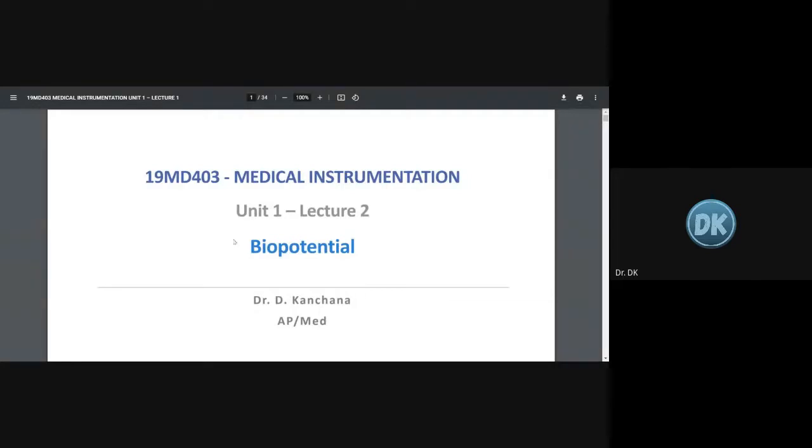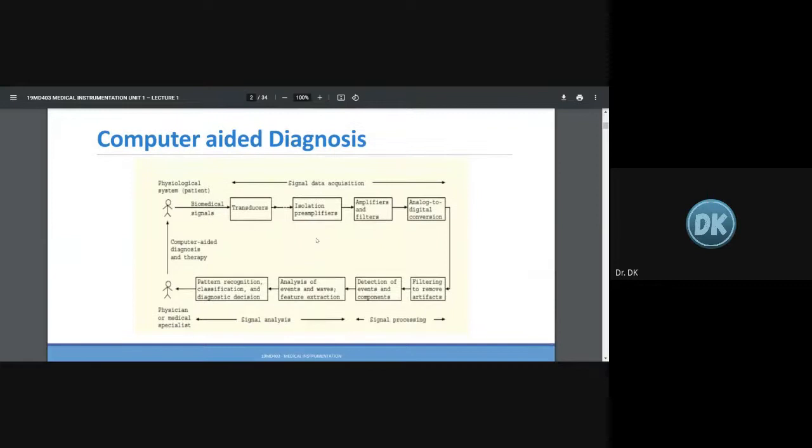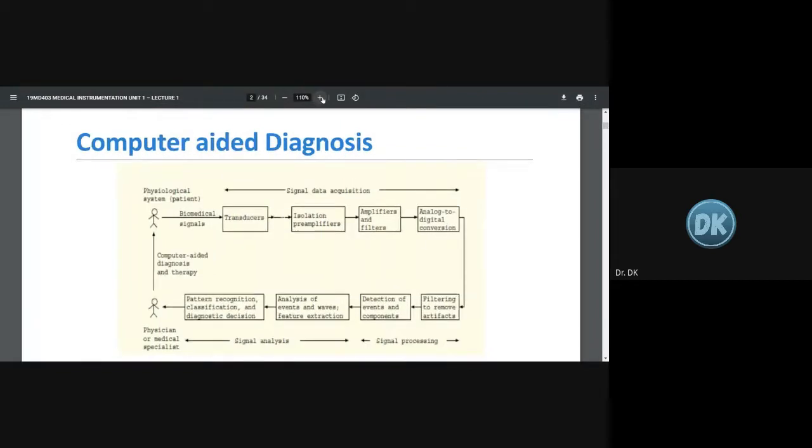So this is the PPT for biopotential. To get a quick recap of what we have discussed so far, we have previously seen the block diagram for the medical instrumentation, right? So you have a measuring sensor, signal processing unit, and all those stuff.